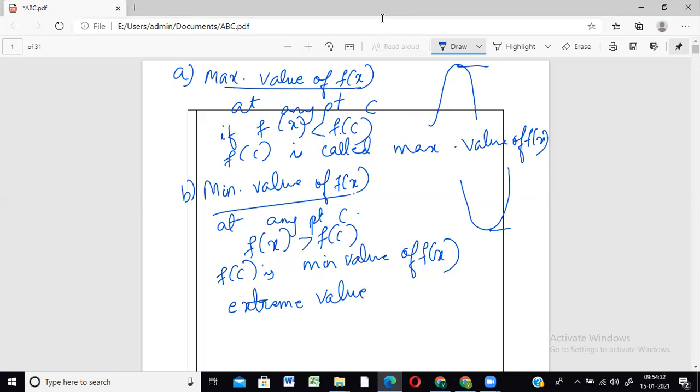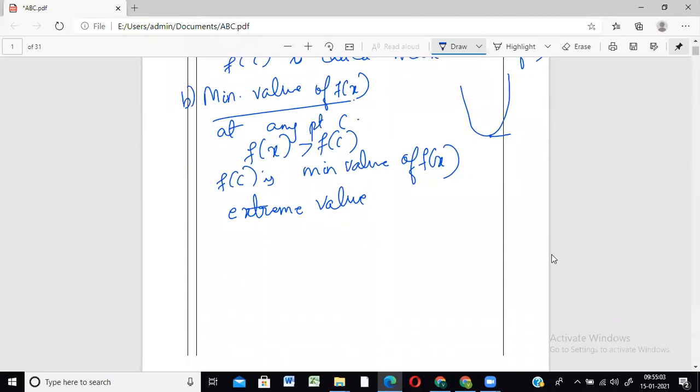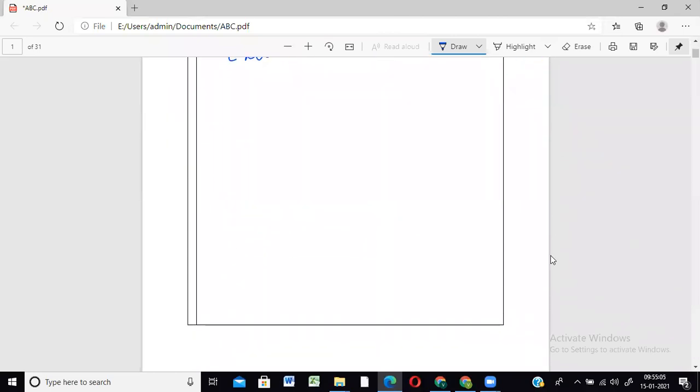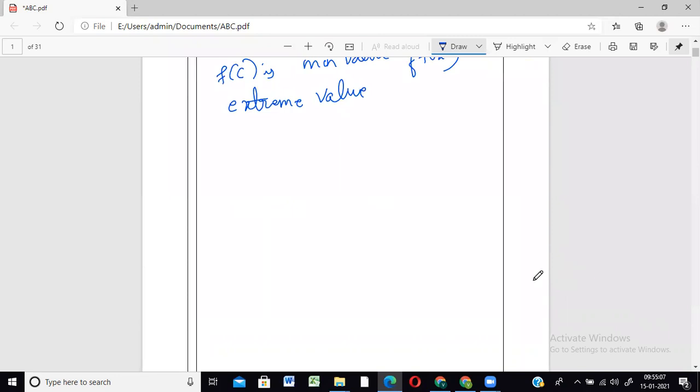Now there are a few questions that we have to do. We'll solve the examples one by one. But before solving the examples, I wanted to give you a few steps, as in how we will find the maximum value and how we will find the minimum value. Suppose these are the steps you have to follow. If you're given a function f of x equal to something, the question will be like find the extreme values, or find the maximum and the minimum value of the function.